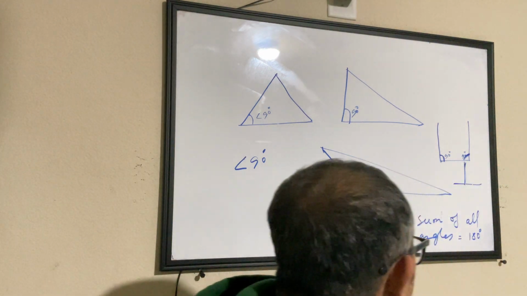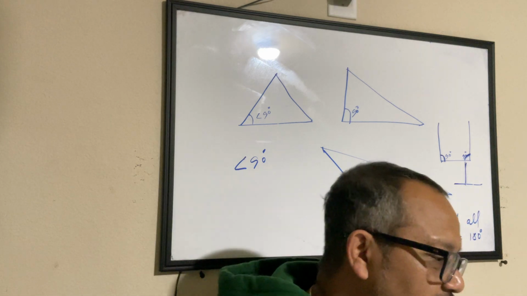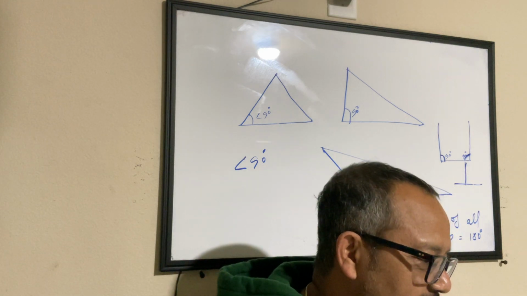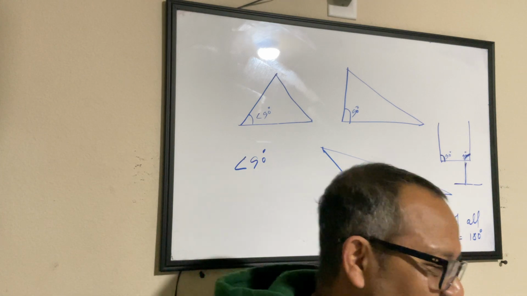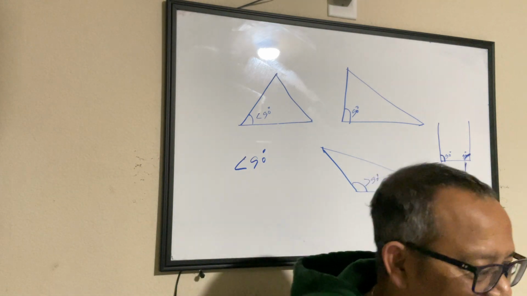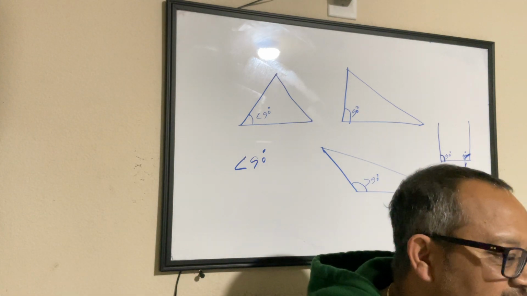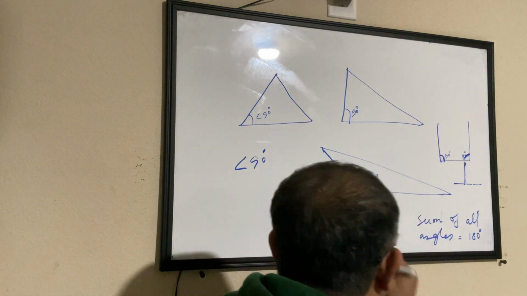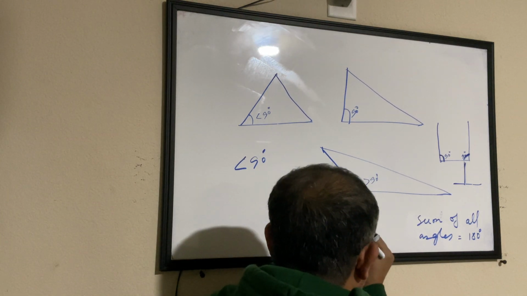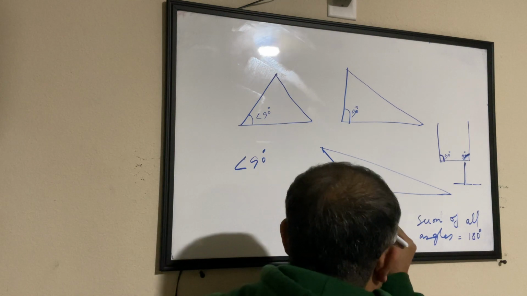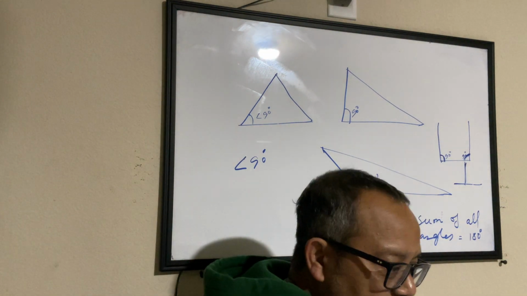Now let me go to Sanvi. Can you have a triangle with two angles being obtuse angle? No, sir. Why? Because obtuse angle is too big. If two angles are obtuse, let's say one angle is 91 degrees, which is obtuse, and the other is 95 degrees, which is obtuse. Adding these two together becomes 186 degrees. What about the third angle?